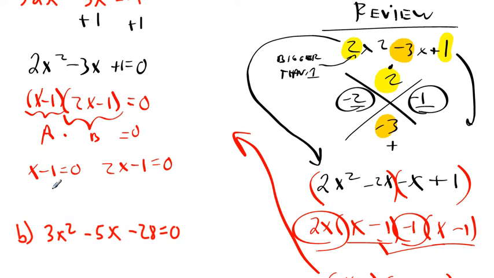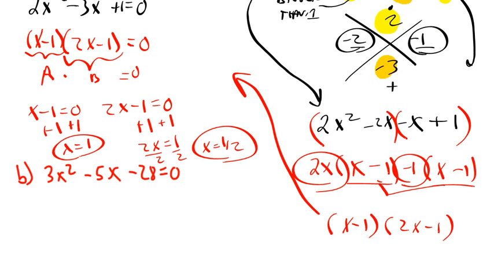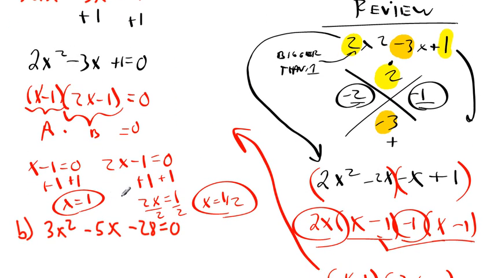Now we go ahead and solve. I'm going to add 1 to both sides, so x equals 1. That's one of our answers. And then I'm going to add 1, so I get 2x equals 1. Then I'm going to divide both sides by 2, and I get x equals 1/2. Woo, that was quite a bit of work there for that little problem. So our solutions are 1 and 1/2.